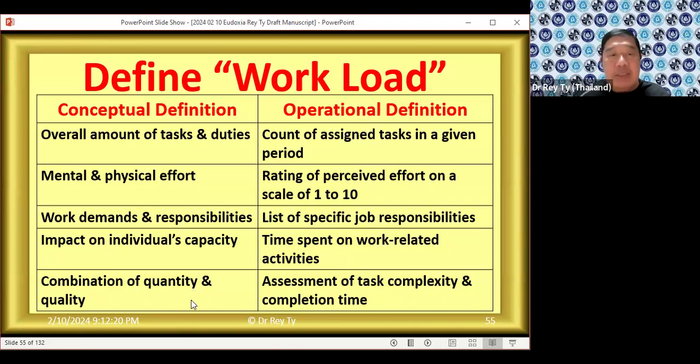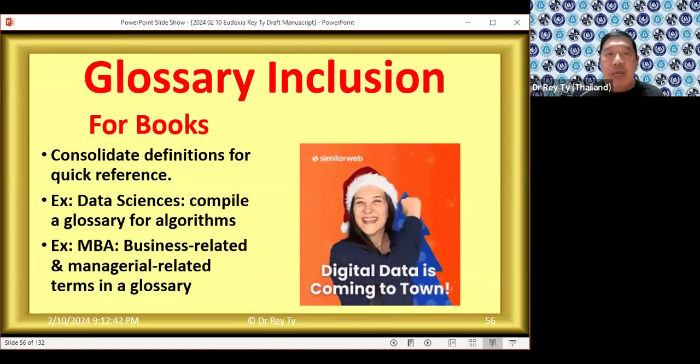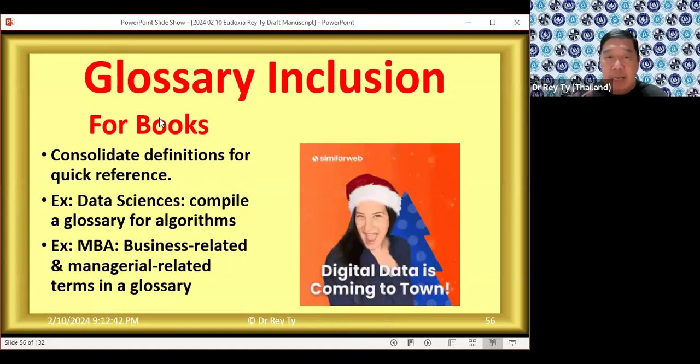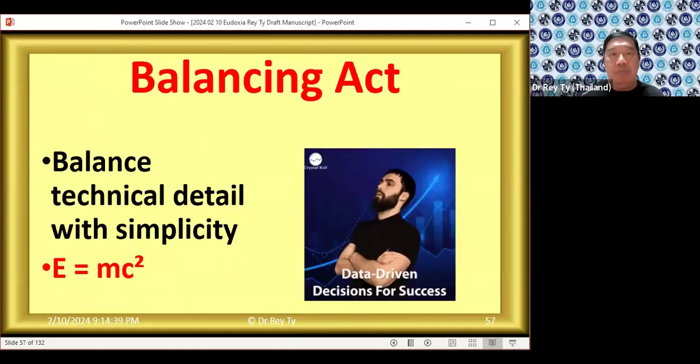And combination of quantity and quality for conceptual definition. And operational definition, then you have to give them tasks and tell them the level of complexity and the time needed to complete those tasks. So two types of definitions. For books, you need to give a glossary so that everyone can know what you're doing on one sheet of paper. They will see what are the issues being discussed on one sheet of paper.